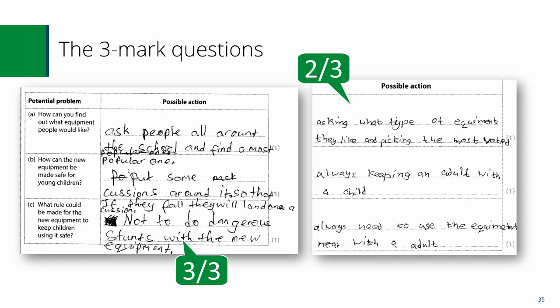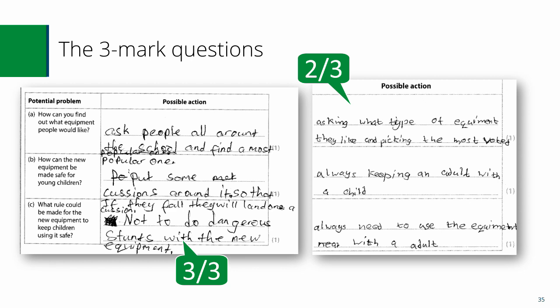Have an adult with the child. Have adult supervision. That works for part C, where we said, is there a rule we could use? And the rule might be, you must always have an adult with you. But it doesn't work so well for B, which says, how do you make equipment safe? The focus here should be on something you do to the equipment, such as adding cushions or soft materials. And the student here has written, keep an adult with them.